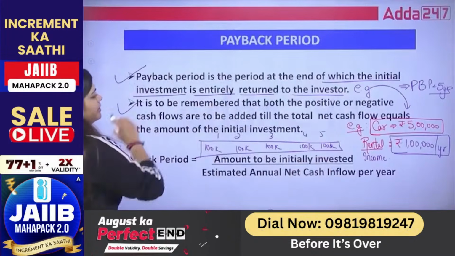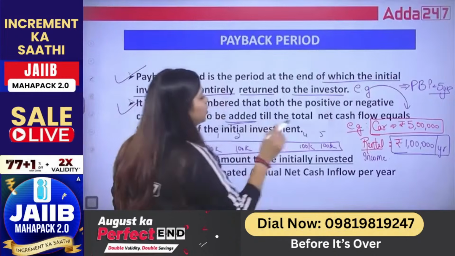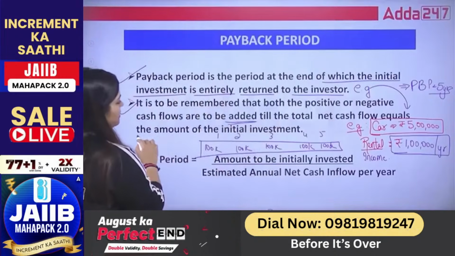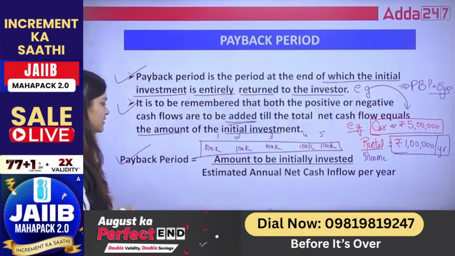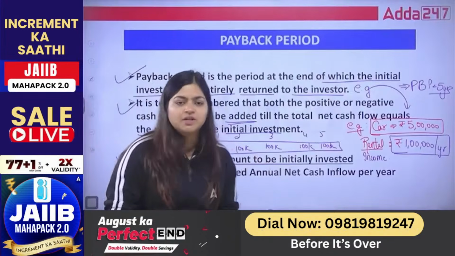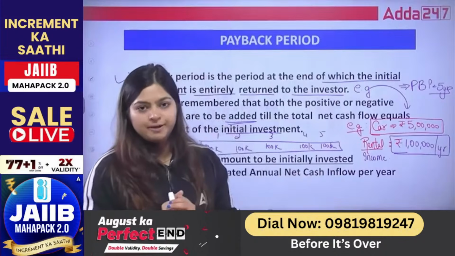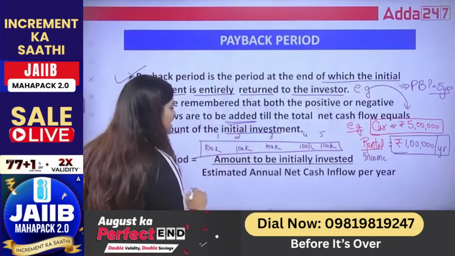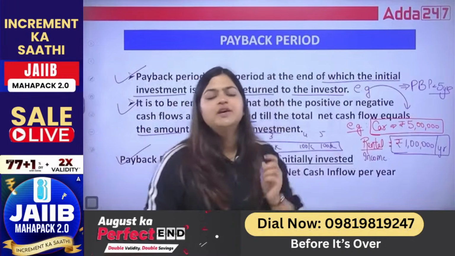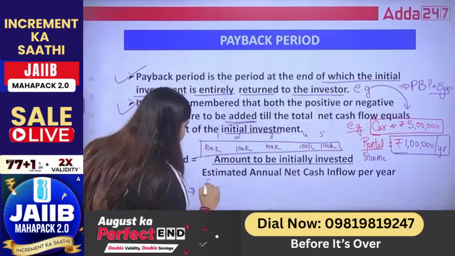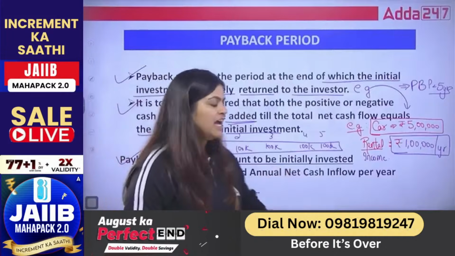Now, it is to be remembered that both the positive and negative cash flows are to be added till the total net cash flow equals the amount of the initial investment. So what is the formula here? Payback period method equals amount to be initially invested divided by estimated annual net cash inflow per year. So here if I use this formula, amount to be initially invested, that is what? 1 lakh or 5 lakhs? What is your investment amount? 5 lakhs.